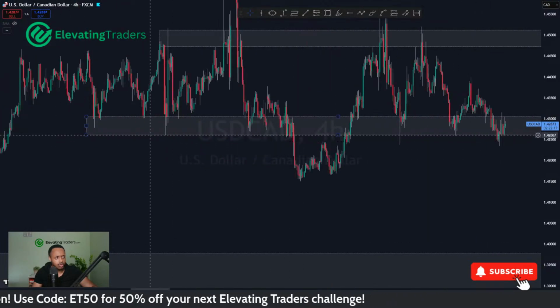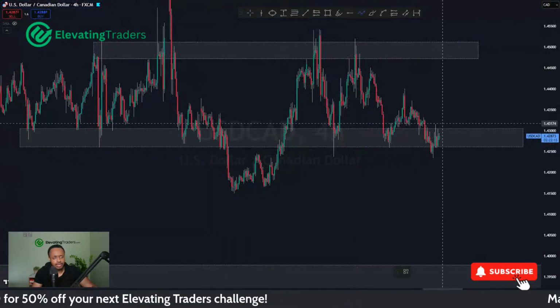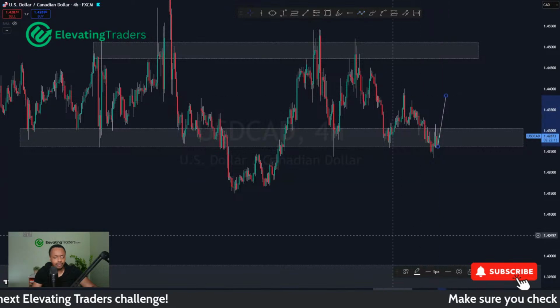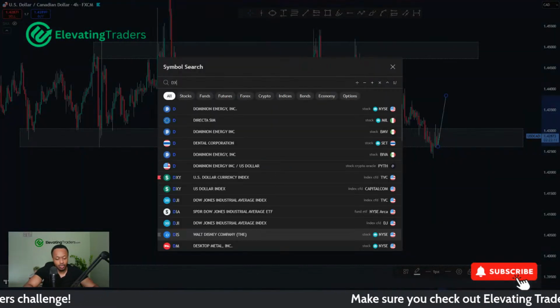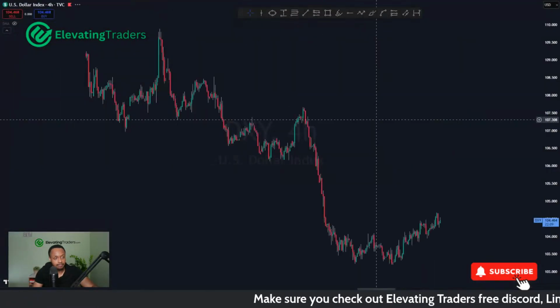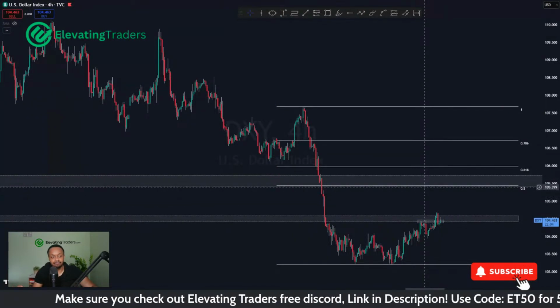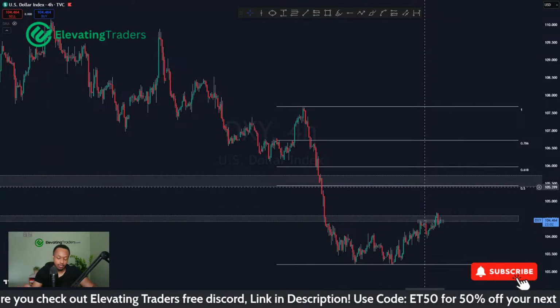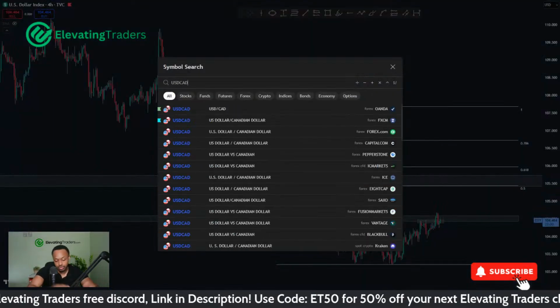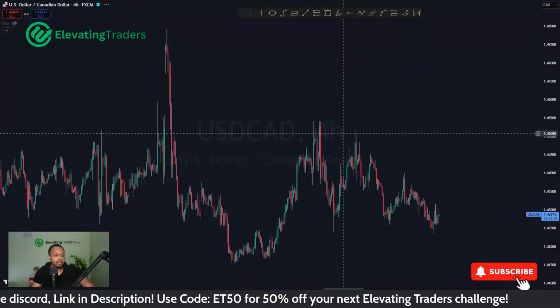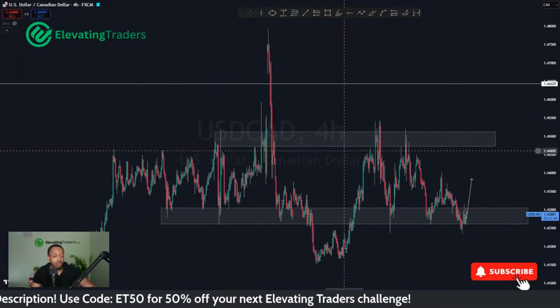It looks like we're still holding on to support. So perhaps there even could be some short-term buys at play here for dollar CAD, especially if the DXY does continue to push to the upside. If we do see some more upside there for the dollar, then yeah, we're probably going to see dollar CAD push up as well. Of course, CAD will have its say. But yeah, at the moment, looks like support is holding.